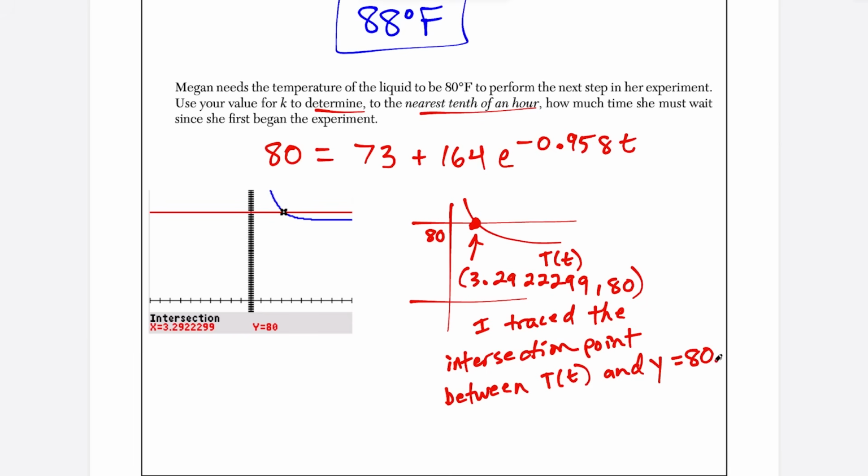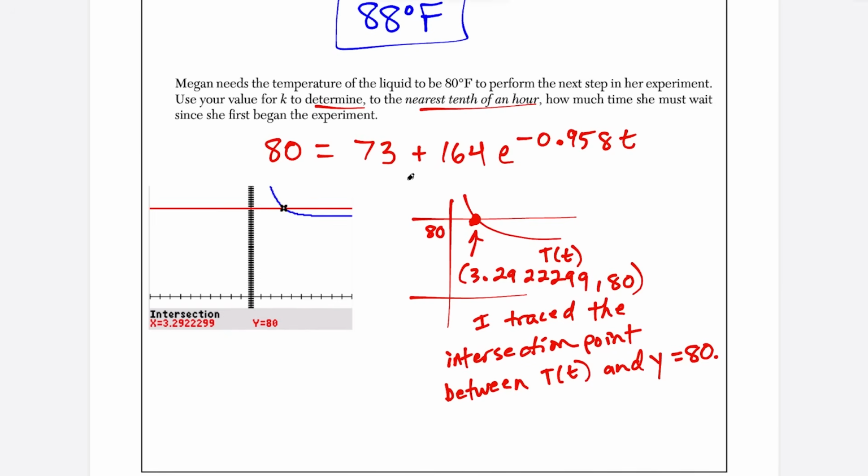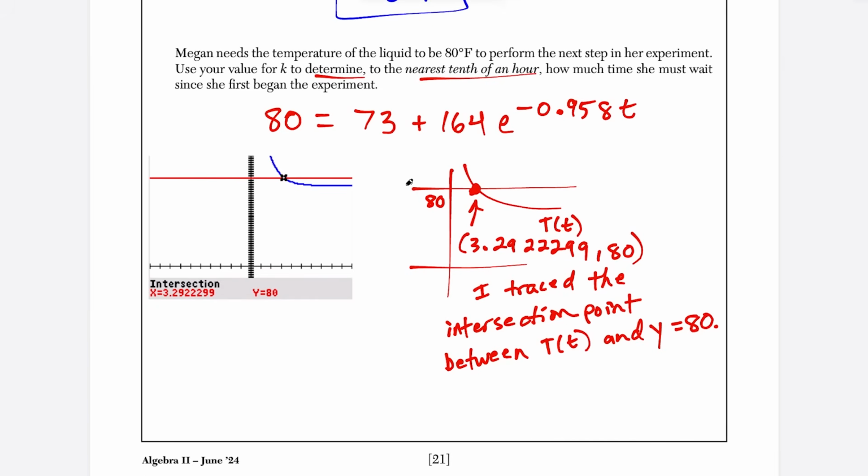So from here, now we just have to record our answers. So when to the nearest tenth of an hour does the temperature of the liquid reach 80 degrees Fahrenheit? Well, if we look here, in the tenths place is a 2, to the right is a 9. So we could say at 3.3 hours. Okay, so 3.3 hours is the solution to the last part.